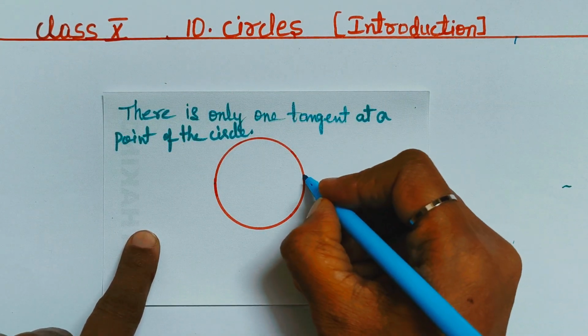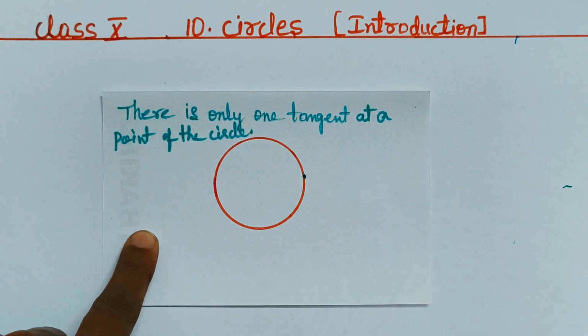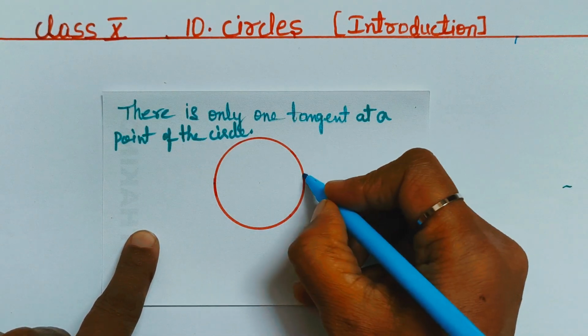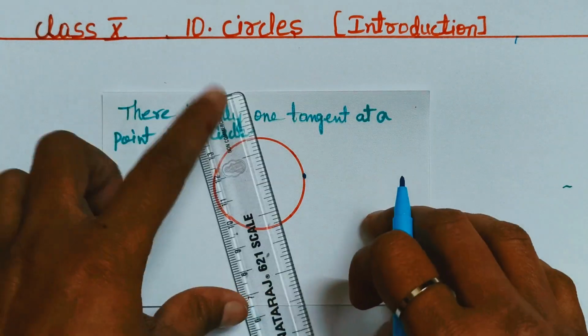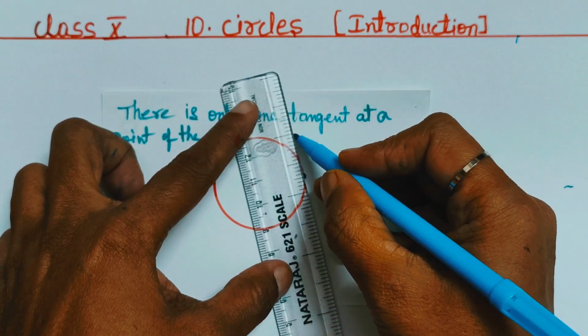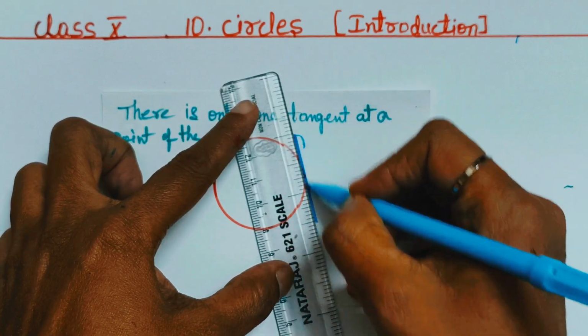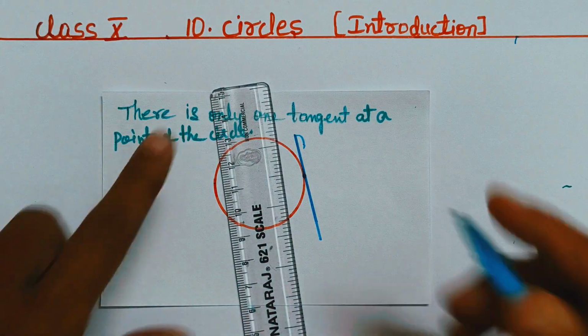In a circle, how many tangents are possible at any point? From one point, we can draw only one tangent. See, here the point is there. How many tangents can be drawn? Only one tangent can be drawn.